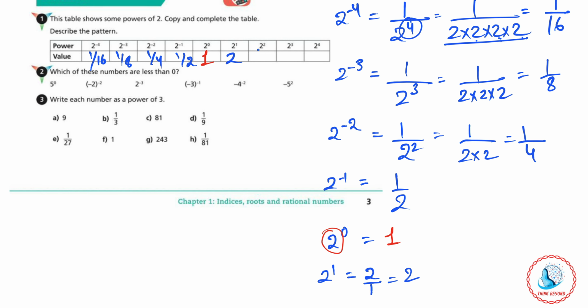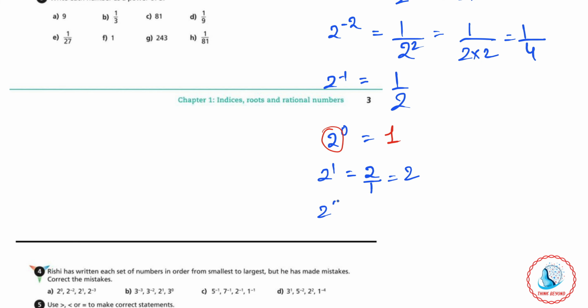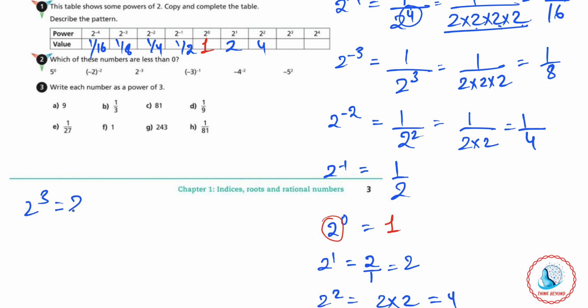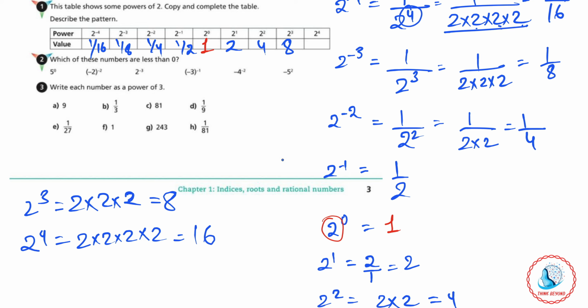Now 2 raised to power 2, which is 2 times 2, giving you 4. Now 2 raised to power 3. So multiply 2 times 2 times 2, which is going to give you 8. Now 2 raised to power 4, multiply it 4 times, going to give you 16, right?